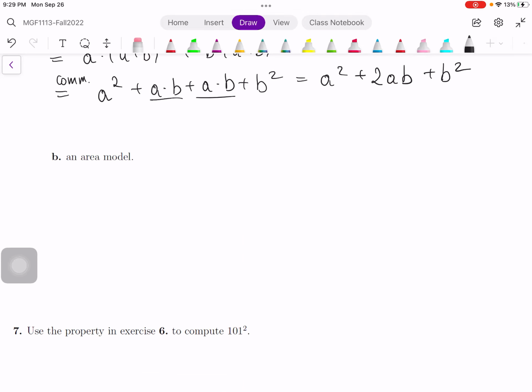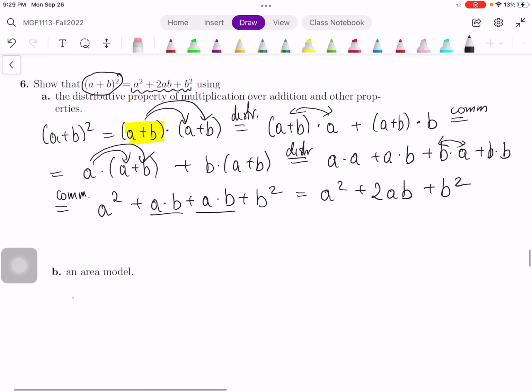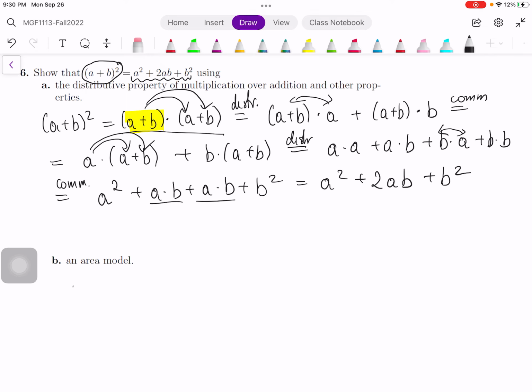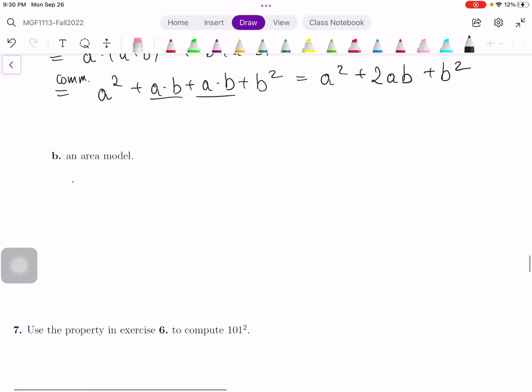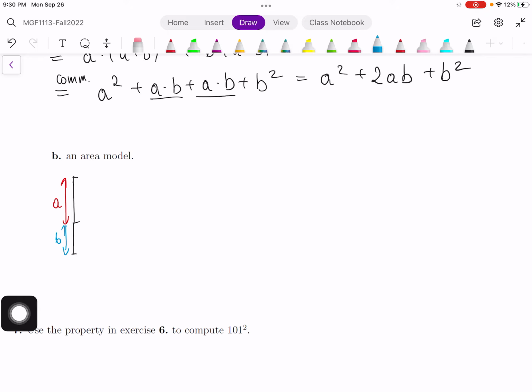So I want to demonstrate A plus B squared. So A plus B times A plus B, this one, I draw as a rectangle whose height is A plus B and whose width is A plus B as well. So let's say this is A. This, let me mark in red. This is A. And let's see, this one would be B. This is B. So combined length here is A plus B, right?